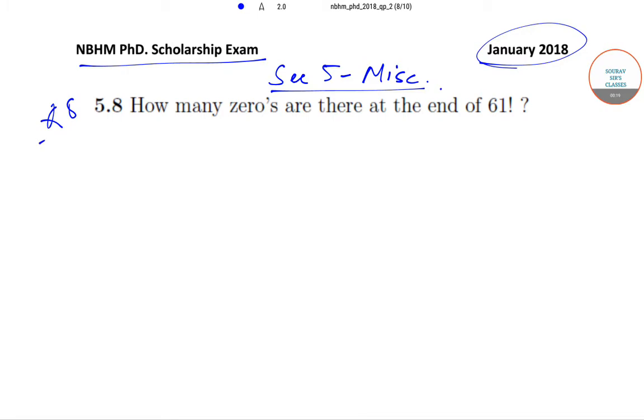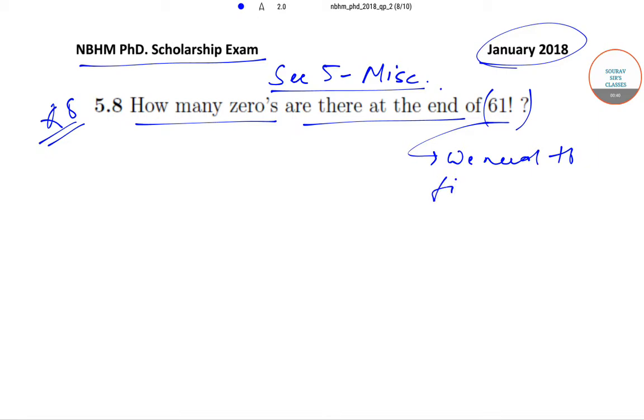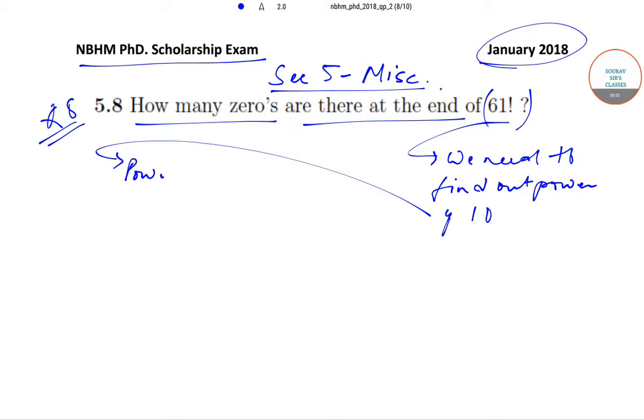This is question number 8 from section 5, and the question is that we need to find out how many zeros are there at the end of 61 factorial. Now, if we need to find out the number of zeros at the end of 61 factorial, we need to find out the power of 10. And if we need to find out the power of 10, basically we need to find out the power of 2 and 5. These are the two things that we need to find out.